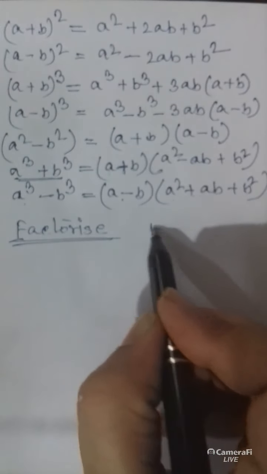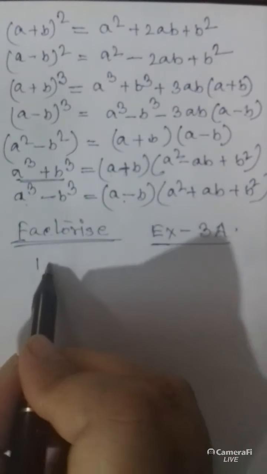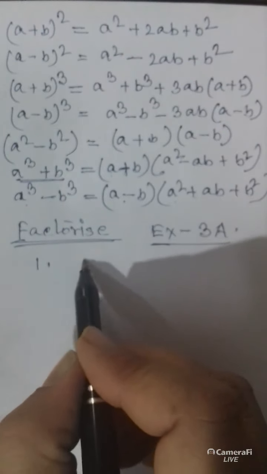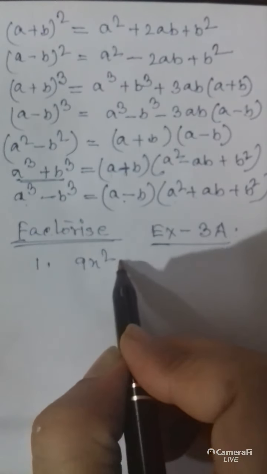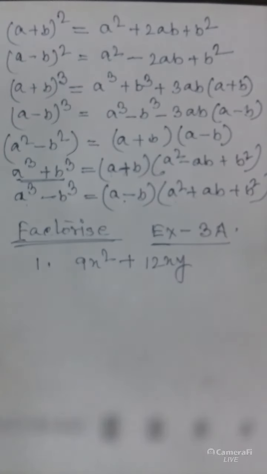Factorize. Exercise 3a. One number: 9x square plus 12xy. What type of factorization is this? This is by taking common factor.